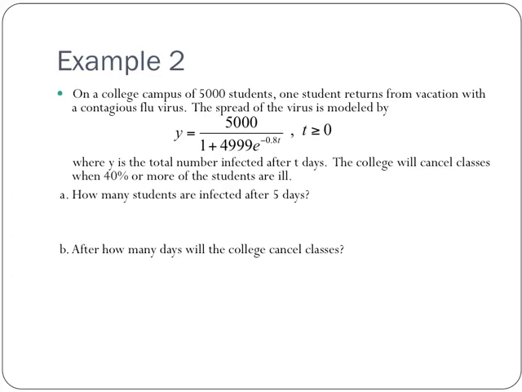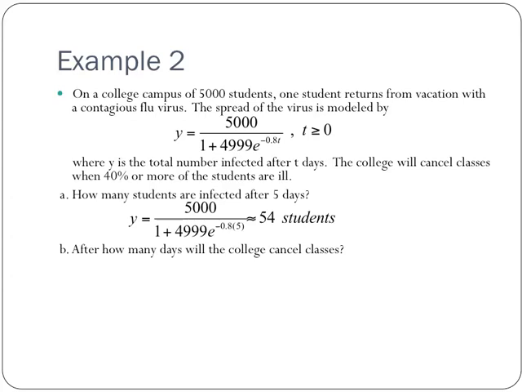Okay, so remember that y, we're told, represents the total number of infected students. t represents the number of days. Now, how many students are infected after 5 days? That means when t equals 5, what is y equal to? So this is just a matter of plugging it right into the formula. When you put this into the calculator, make sure you put that entire denominator in parentheses. This should come out to be about 54 students.